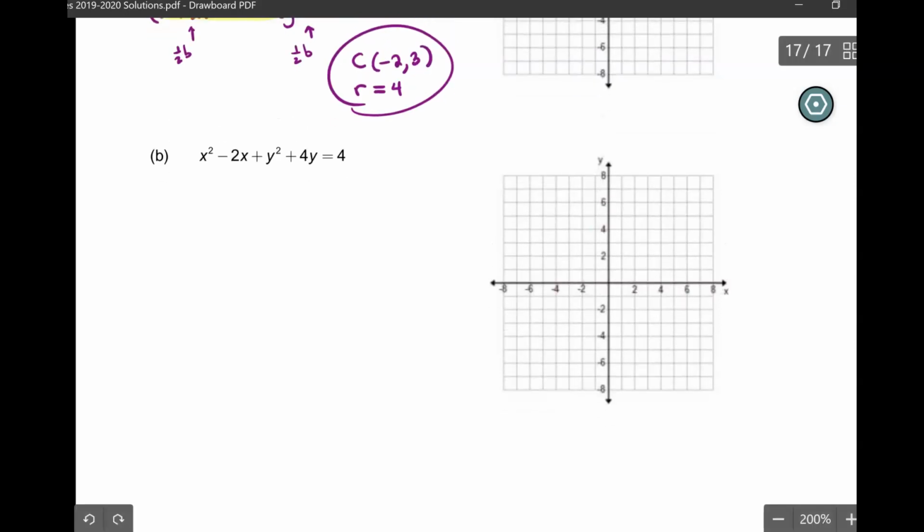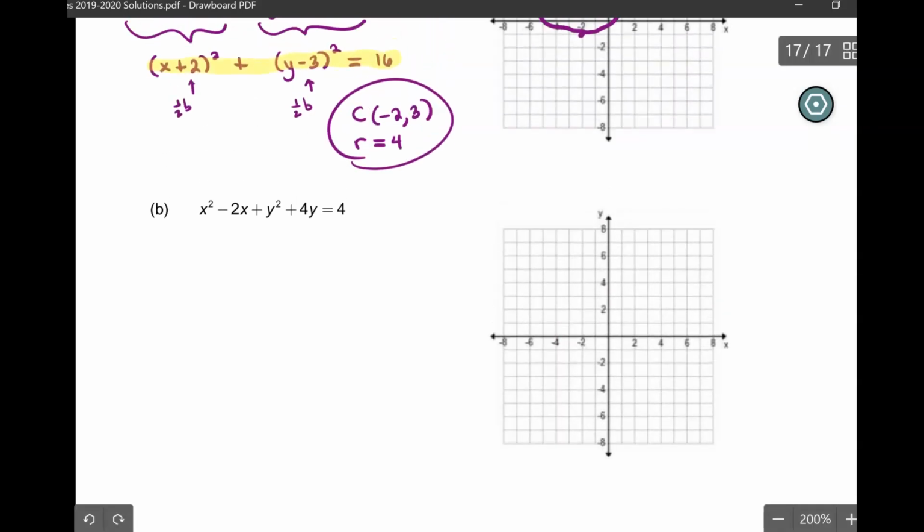Okay, last one. And if you want, you can try this one on your own, and pause it and see if you get the same answer as I did. Okay, so we get x squared minus 2x. Now the constant is on the right side already, so I'm just going to take half of negative 2, which is negative 1, square it, we get 1. And then we have y squared plus 4y, half of 4 is 2, squared is 4. So I need to add a 1 and a 4 on the right side as well.